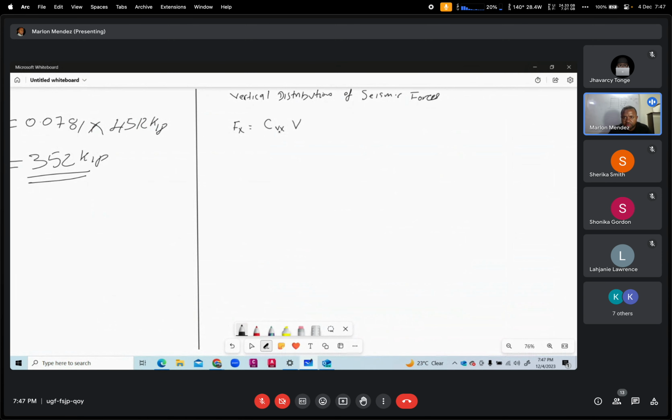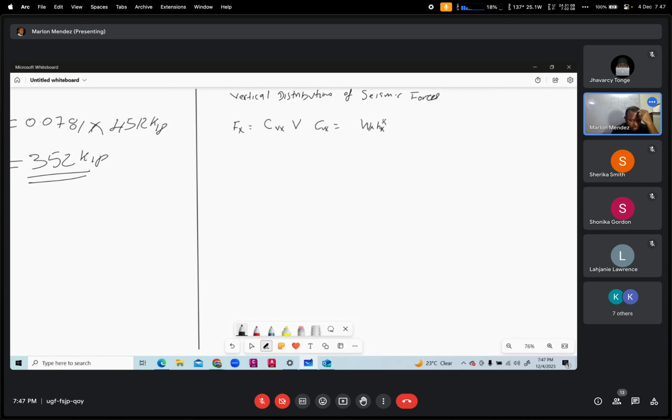All right. So the formula that is given is, oh, come on. All right. So Vx is equal to the weight on each floor, multiplied by the height, raised to a factor called K. How did I get K again?